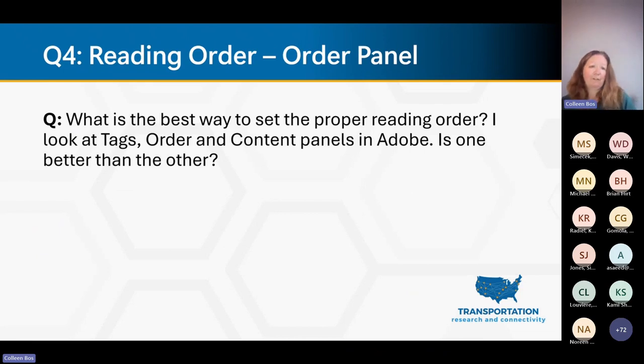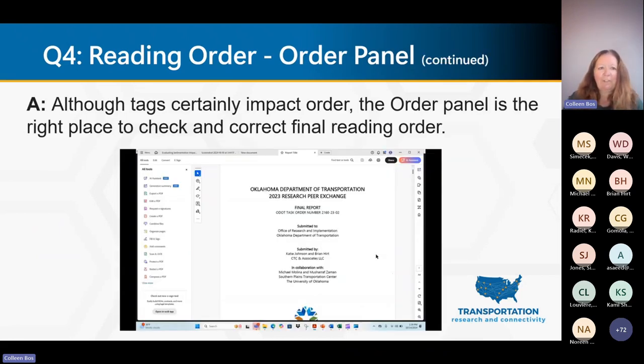Another reading order question. What is the best way to set the proper reading order? I look at the tags, order, and content panels in Adobe. Is one better than the other? Well, I'm going to preface this by saying this is a very good question. Tags and content do actually impact the way that reading order goes. But in the end, it's really the reading order panel that's the final word, the place to check for reading order and correct reading order, and it will have the final word on what the reading order is.